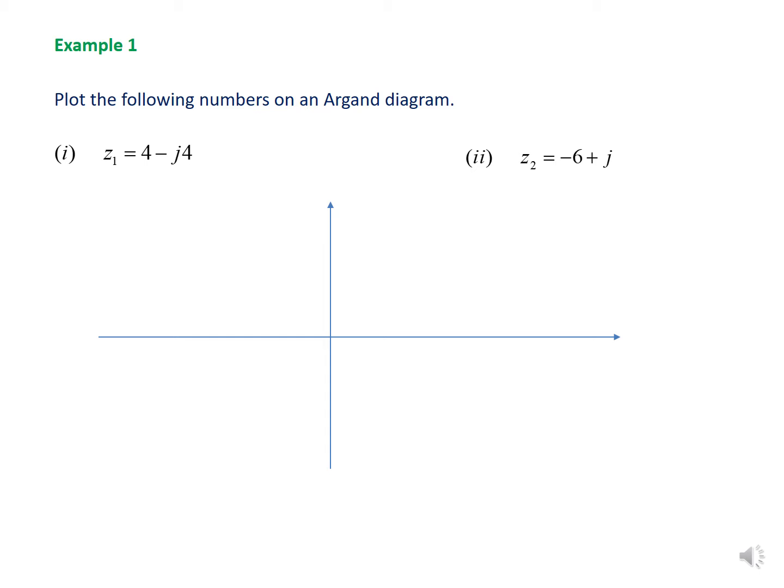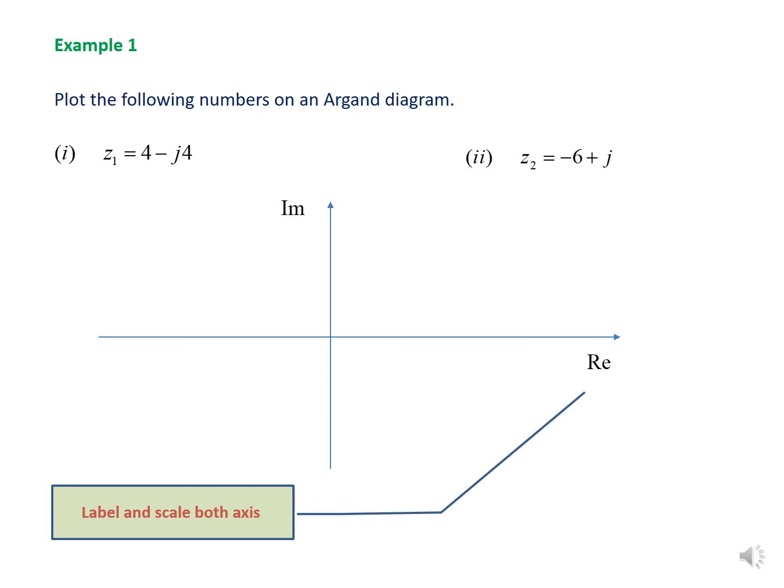Well, if we look at the first example, Z1, we have a real and imaginary part. The real part is a positive 4 and the imaginary part is a negative 4. So it's shown there. That would be 4 along and 4 down. And that's how we would plot Z1. As indicated there, if we are going to construct an Argand diagram, we should label the axis. The horizontal axis is the real axis and the vertical one is the imaginary axis.